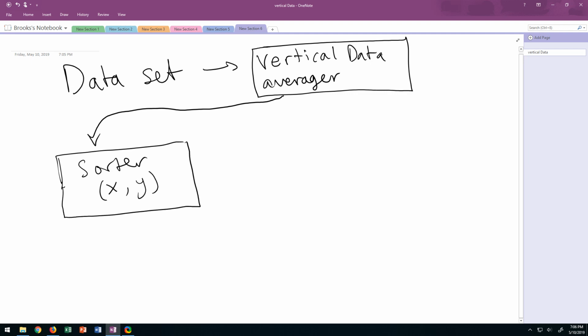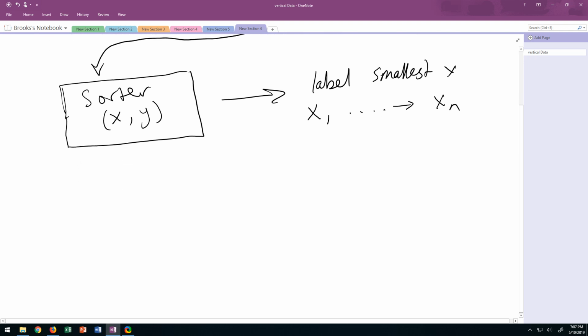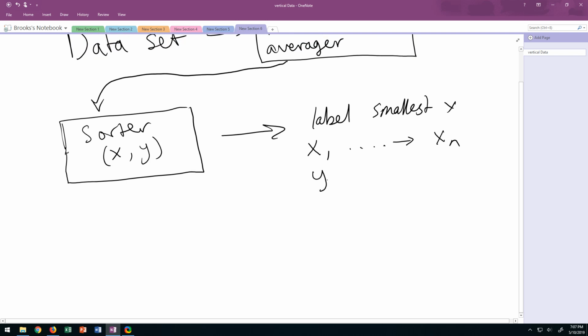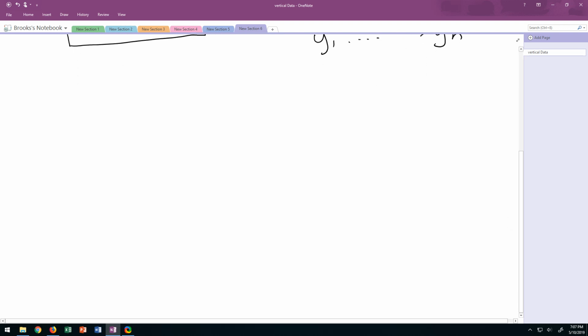The y's have to stick with the x's, but the x's are sorted from least to greatest. All right, not too bad so far. And now I need one more thing. I'm going to label the smallest x as x sub 1, and then they'll increase up to x sub n. So they're labeled in order, starting with x sub 1, going to x sub n. And their associated y values, of course, are y sub 1 up to y sub n. But those are not in increasing order, at least not necessarily. Probably not. All right.